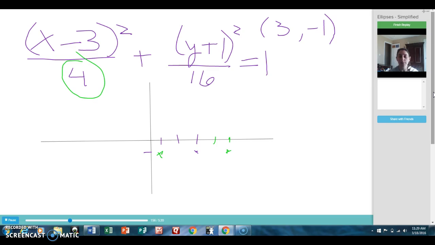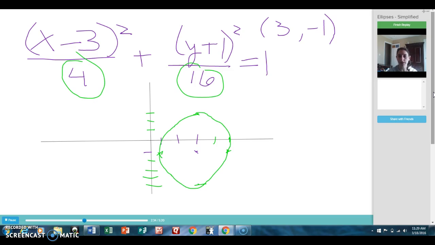And then the number underneath the y, 16, the square root of that is going to be our radius in the y direction. So the square root of 16 is 4, so we go up 1, 2, 3, 4, and down 4, 1, 2, 3, 4, there. And then connect the dots, and we have actually already finished drawing our ellipse. So my ellipse looks like this.